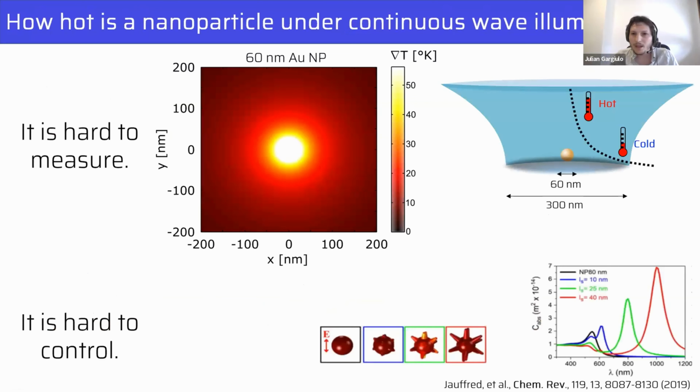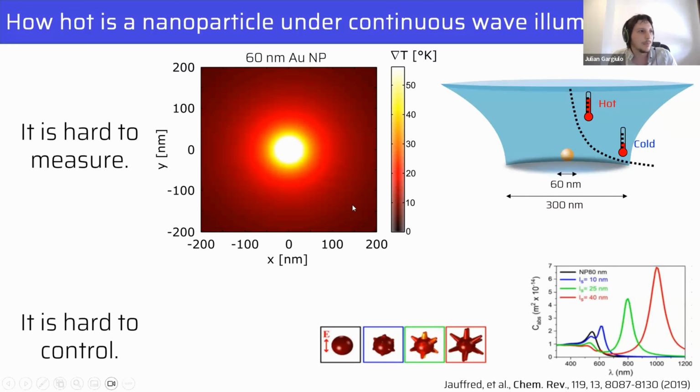However, while it is very straightforward and very easy to heat with plasmonic nanoparticles, it is very hard and very challenging to know exactly how much we are heating. Why is that? Why is it that hard to measure? Well, there are many reasons.